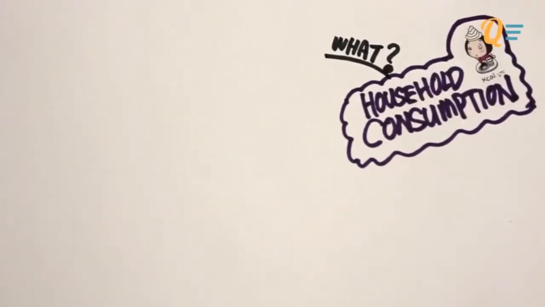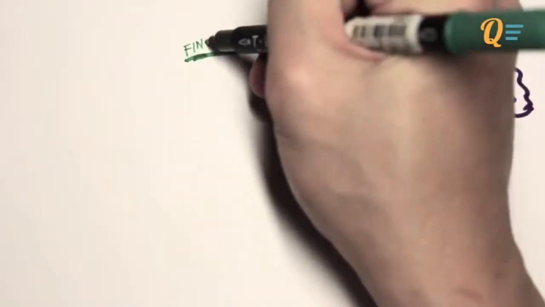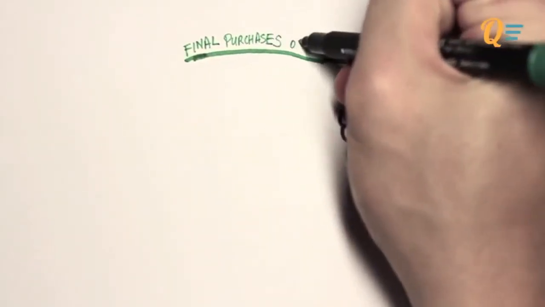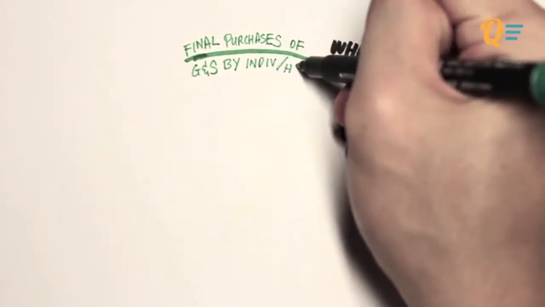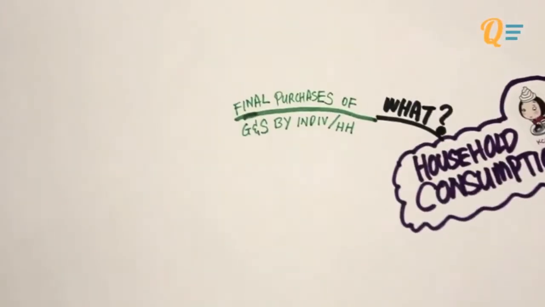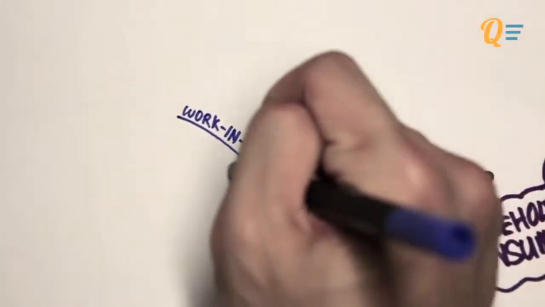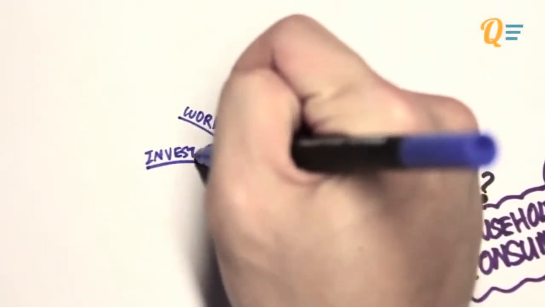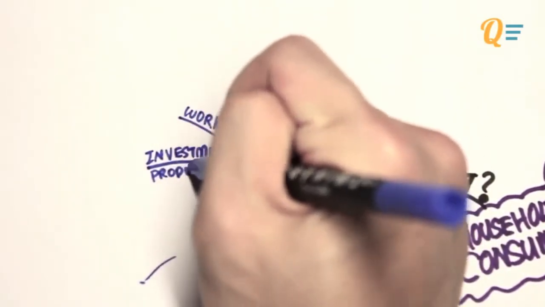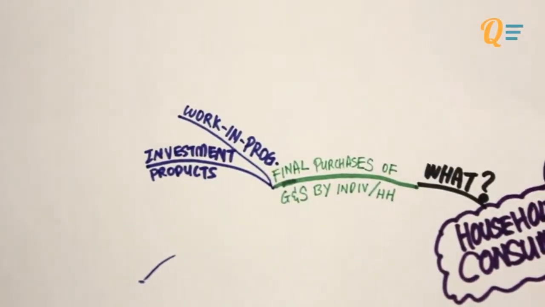So what is consumption? In the most straightforward manner, consumption is defined as the final purchase of goods and services by individuals or households. Now, it does not include any of the three following. It does not include work-in-progress goods, which are, maybe raw materials. It doesn't include investment products. And the next thing it doesn't include is imports.